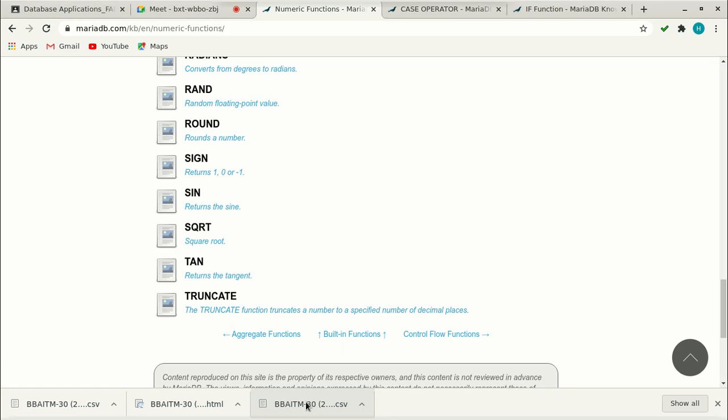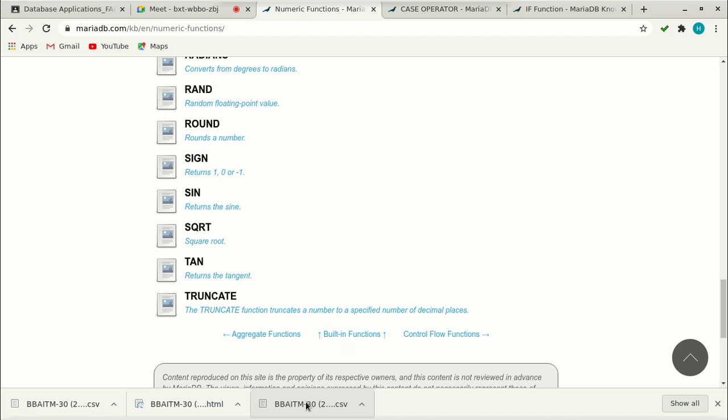Sign function, it returns the sign of a number. If the number is a positive number, it returns 1. If the number is neutral, 0 is the only neutral number, the answer will remain 0, it means it has no sign. And if the number is a negative number, it will return -1. Sin will return the sine of an angle. sqrt will return the square root. Tan is for tangent, and truncate, I have already done the truncate function.